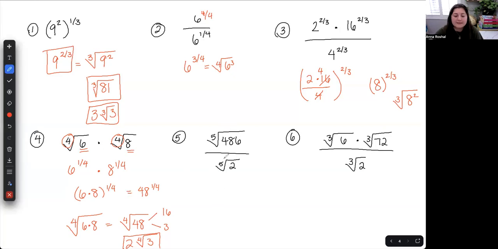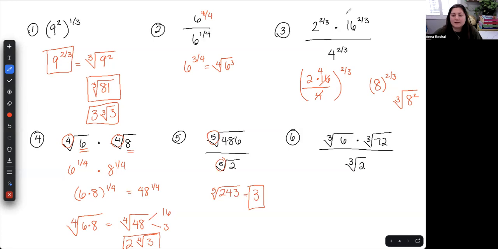Okay, so in this case, because I see that they're both fifth roots, I can right away take this and divide it by 2. So I'm going to end up with 243. And then the fifth root of 243, if I'm not mistaken, is actually 3. Yeah, because 3 times 3 is 9, and then 9 times 3 is 27, 27 times 3 is 81, and then 81 times 3 is 243. So 3 is the final answer.